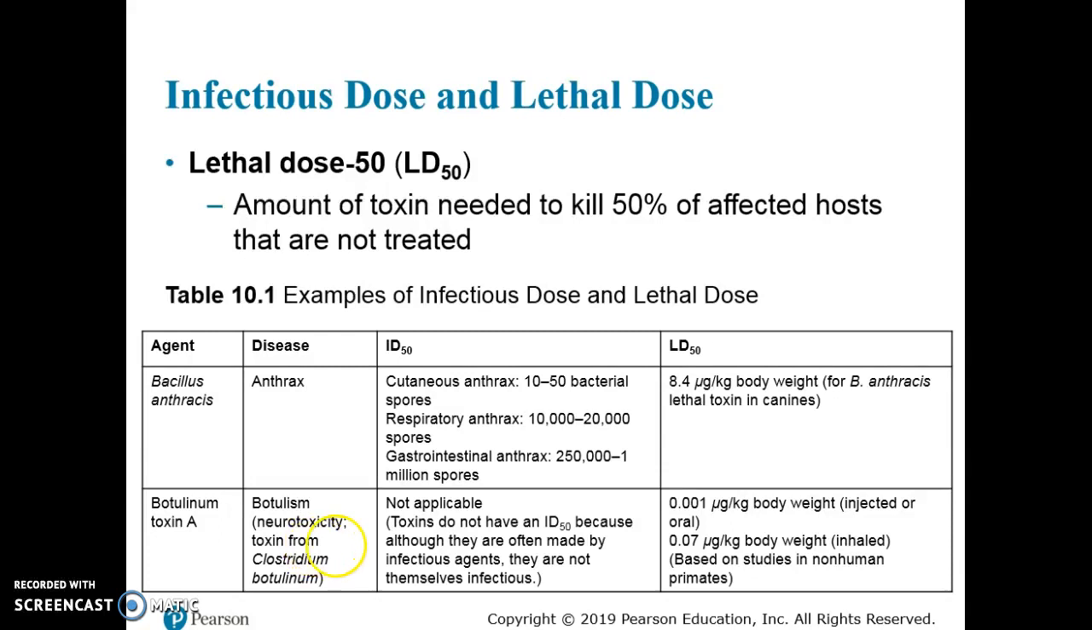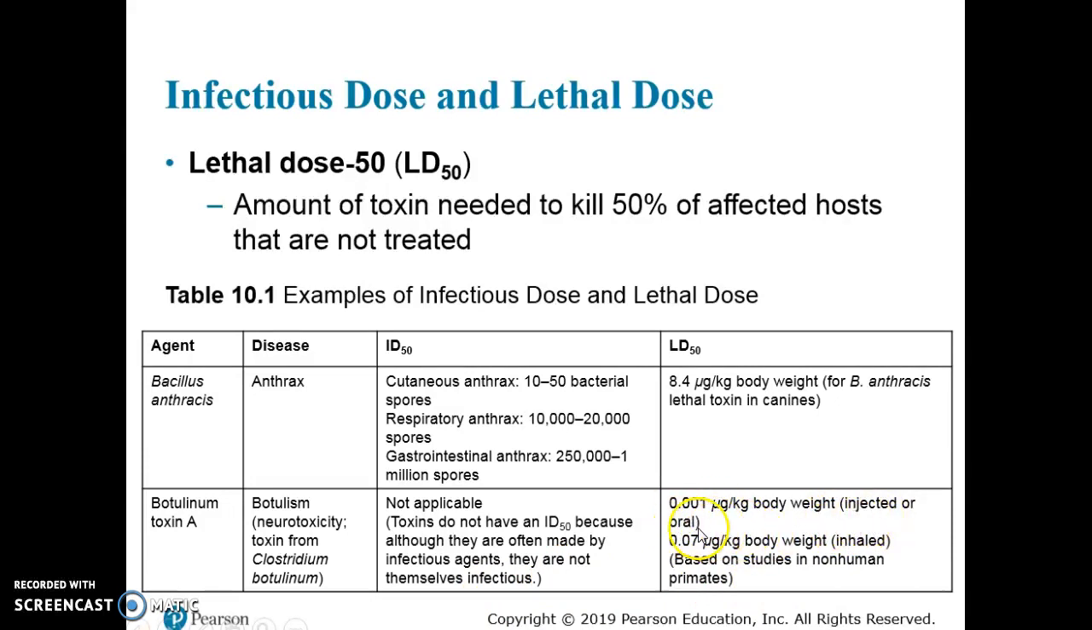All right, well, if you've got high amounts of this being injected into you, or inhaling it, consuming it, all right, that's actually going to cause a problem with your, say, your lungs, your diaphragm, and you're not going to breathe, and you die by lack of breathing because your diaphragm doesn't work, your muscles don't work. All right, the ID50, it's not applicable. All right, toxins do not have an ID50 because although they are often made by infectious agents, they're not infectious themselves.